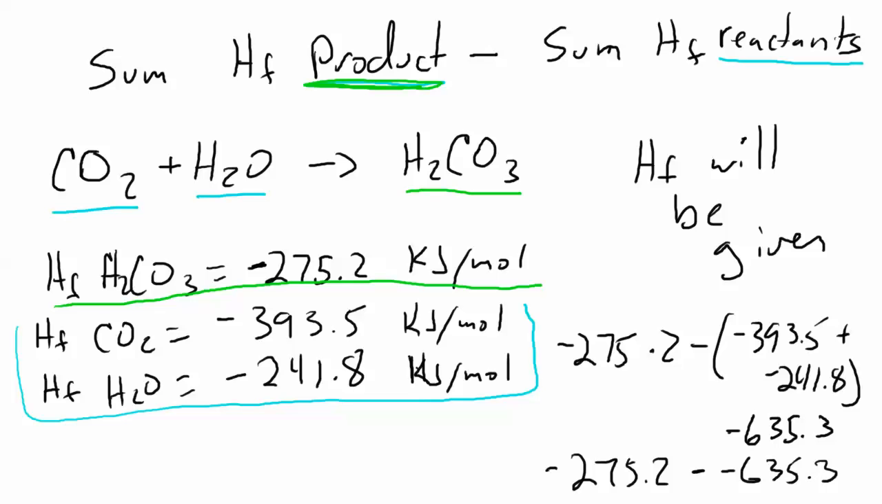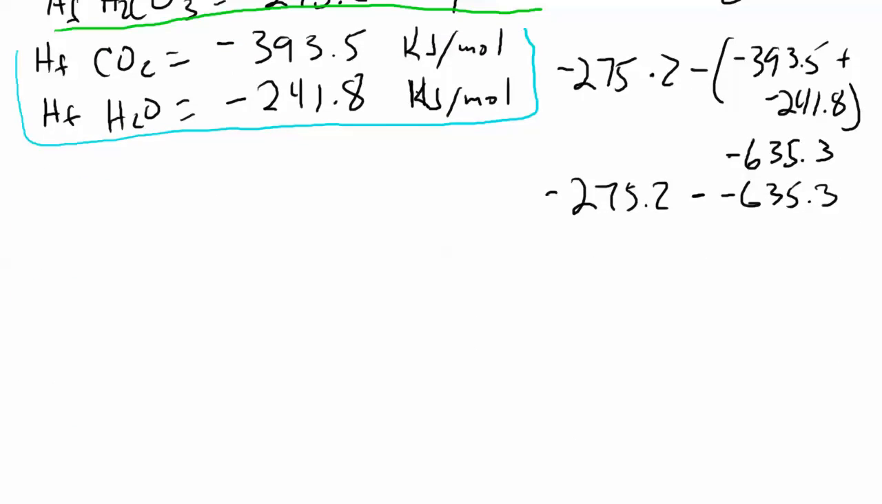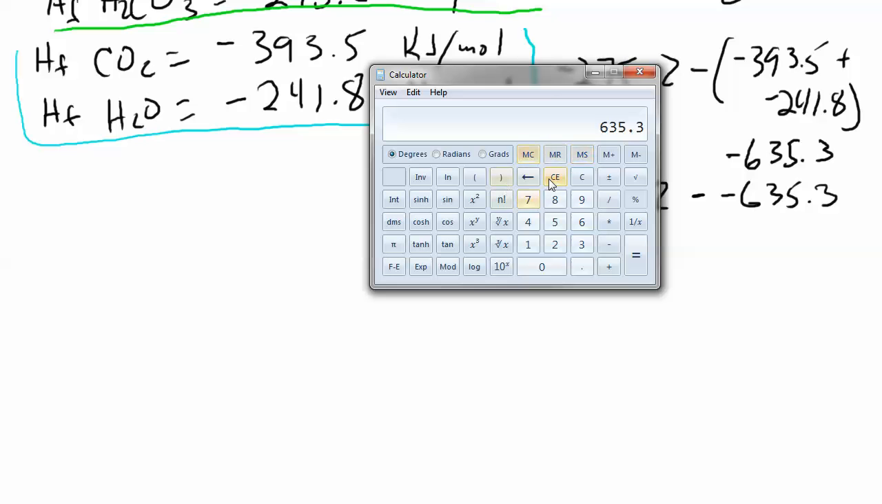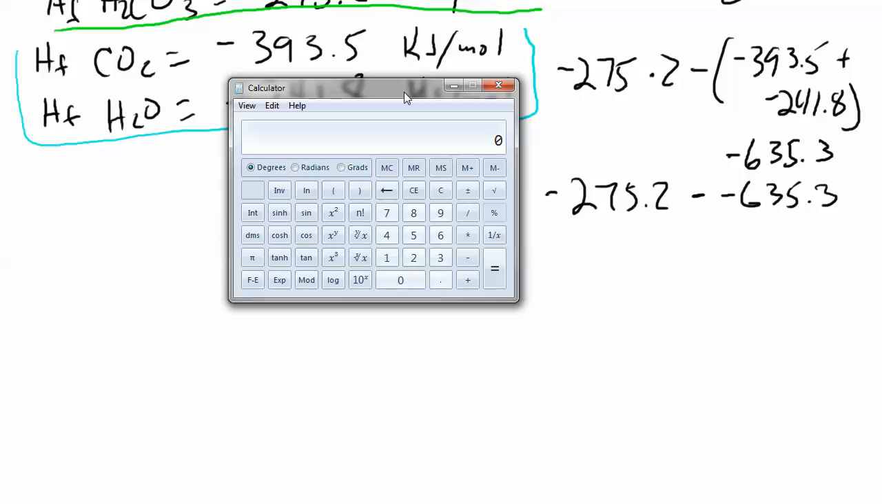Let me just scooch this up a little bit. Bring my calculator back, clear that out. And negative 275.2 minus negative 630. Hold on, I messed that up, I think. Let's try that again. 635.3. So, that doesn't look right. I must have miskeyed something there. So I'm just going to do that again.